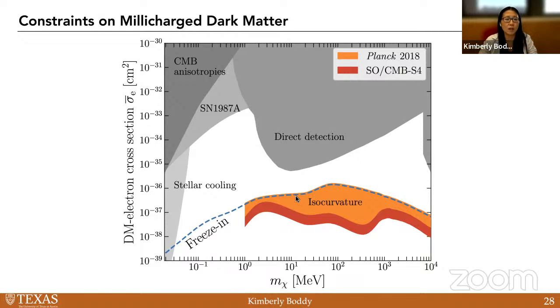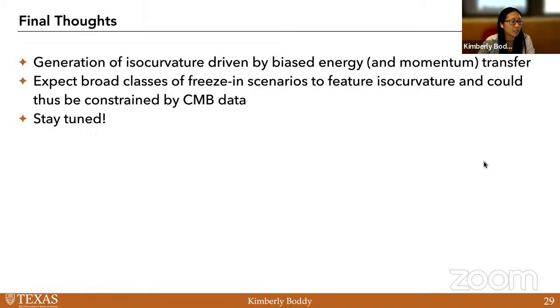And so you can ask, well, how low can I make this fraction at a given mass such that Planck still excludes the amount of isocurvature that's developed. And so you get this region of parameter space that's ruled out by Planck 2018 data. And this red region is showing how CMB-S4 and SO will further push this bound down.